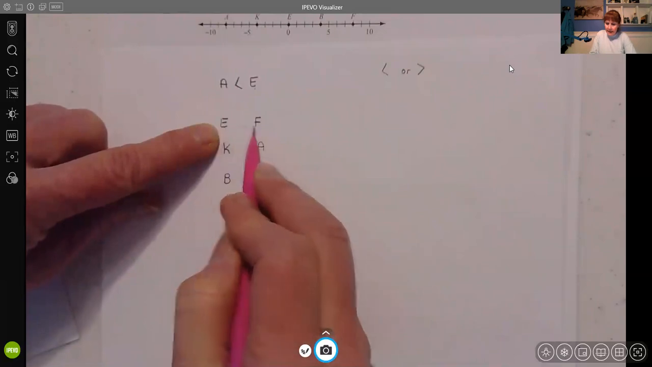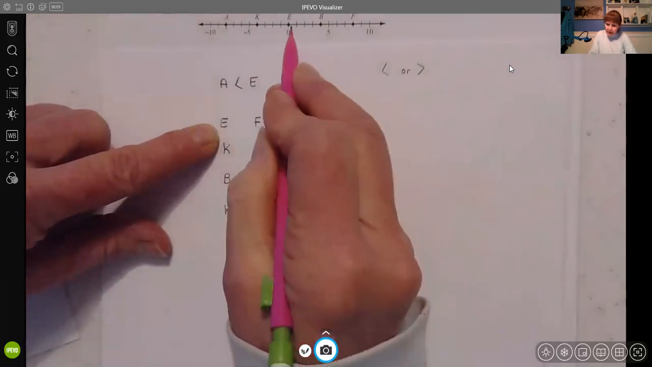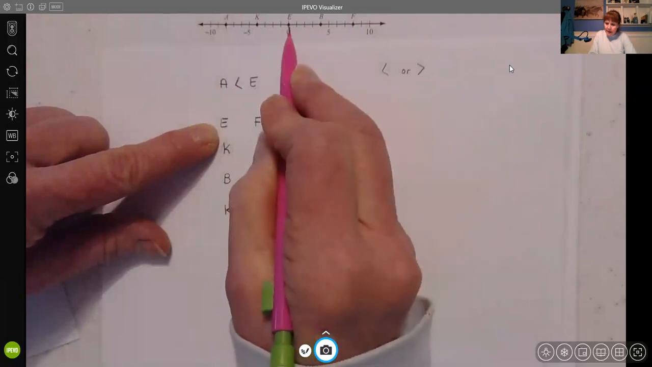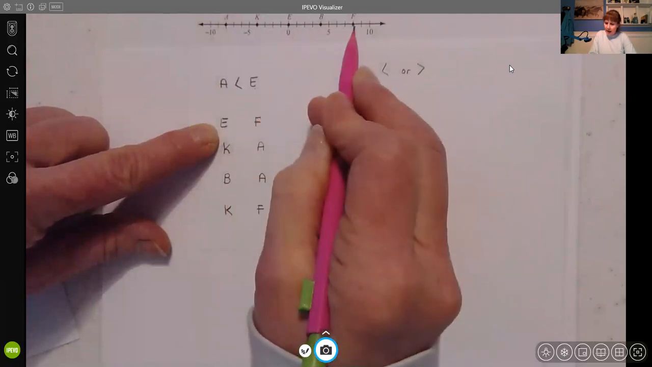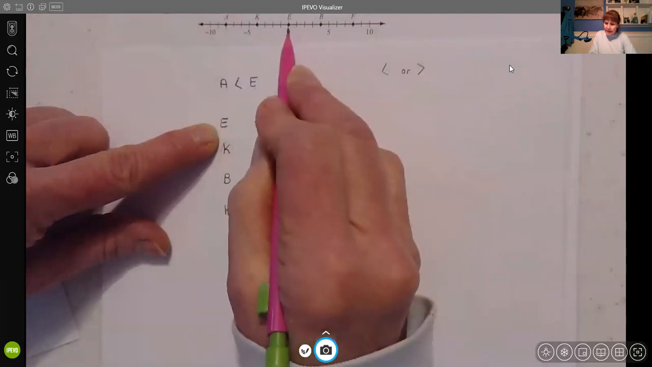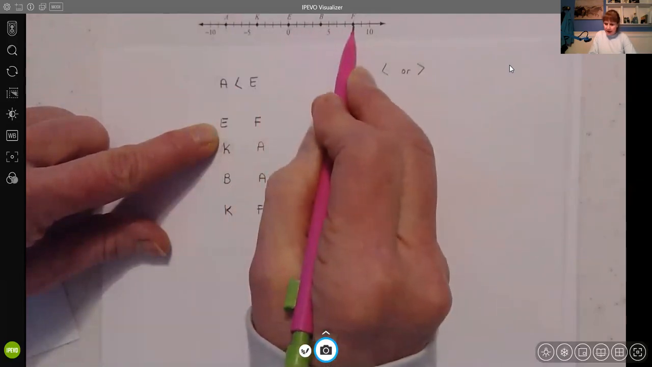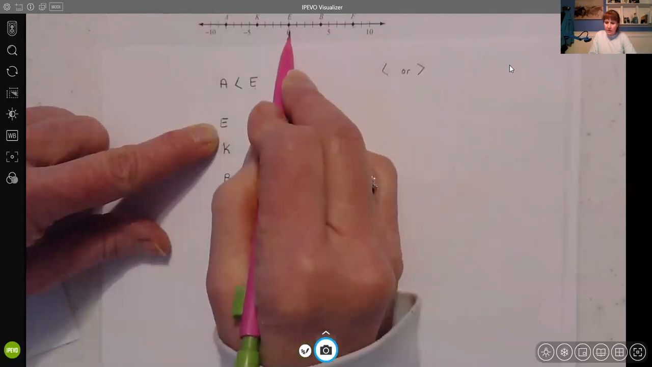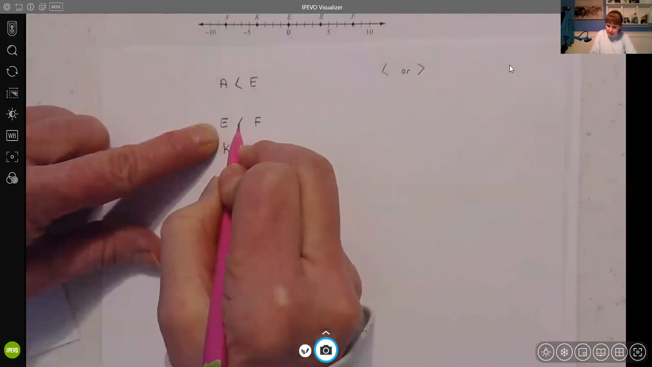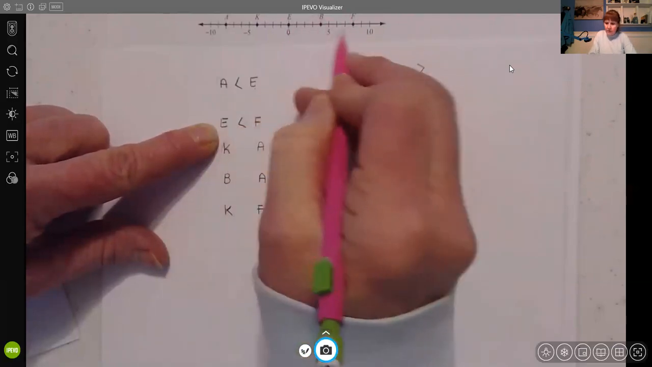Okay, let's look at E and F. E here, and here's F. E is to the left of the F, which is +8. So E is less than F because E is to the left of the F. Obviously, we know that 0 is less than 8.